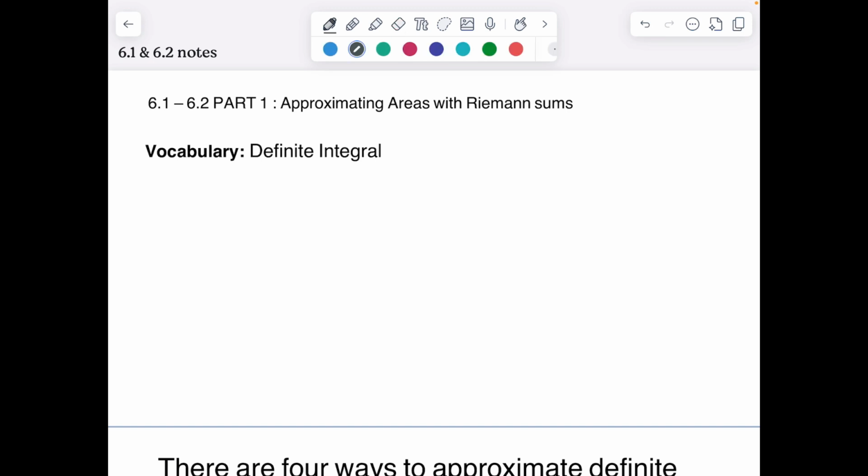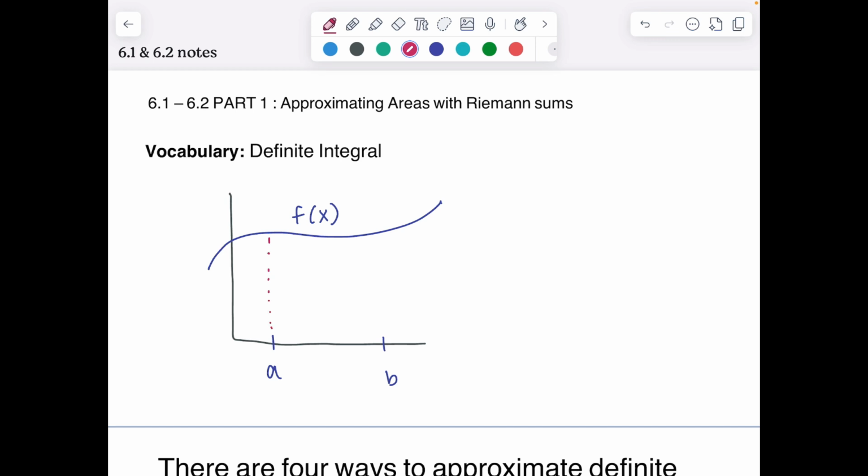So just to start with, I'm going to draw a little sketch of a function right here. Just a curve. I'm going to call this f of x, and I'm going to be concerned about the function from, let's say, a to b, and say I want to find the area under this curve. So we could say, find the area under the curve of f of x from a to b, right?